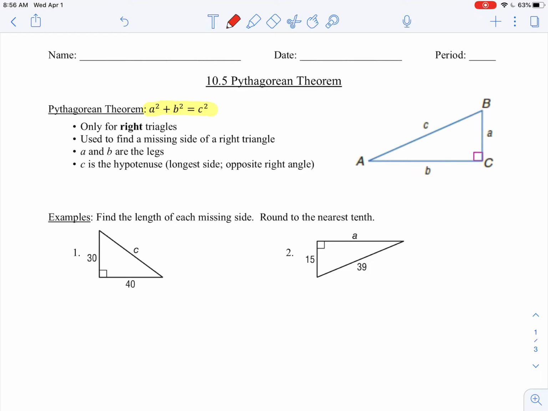Pythagorean theorem is essentially a formula that we use for right triangles only to find the length of a missing side. When you take a look at a right triangle, every right triangle has, of course, one right angle. In your right triangle, the two sides that form the right angle are called the legs. In Pythagorean theorem, the legs are notated as A and B. The third side of the triangle, which is always directly across from the right angle, it's also the longest side, is called the hypotenuse.